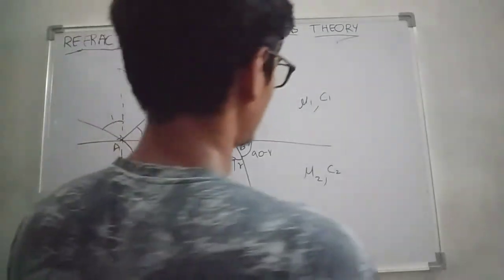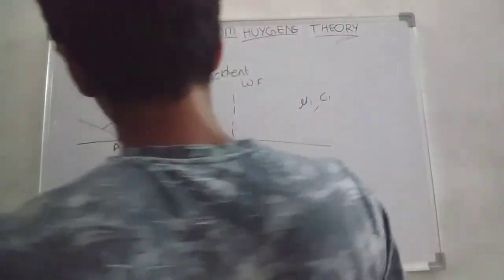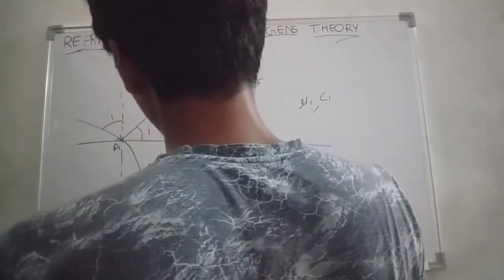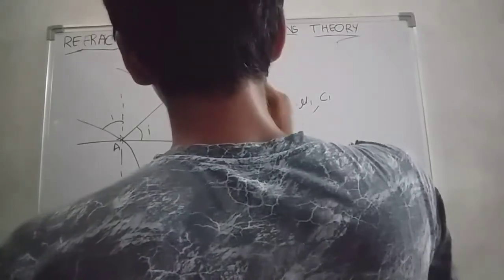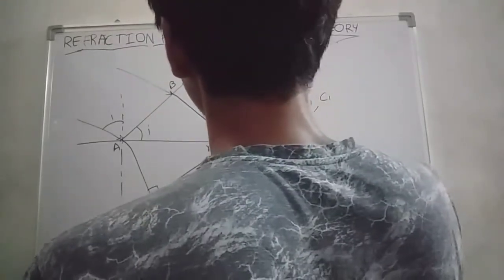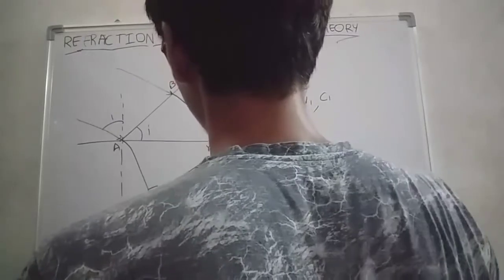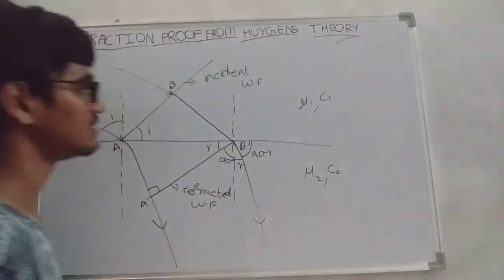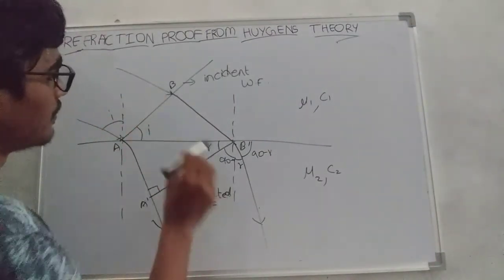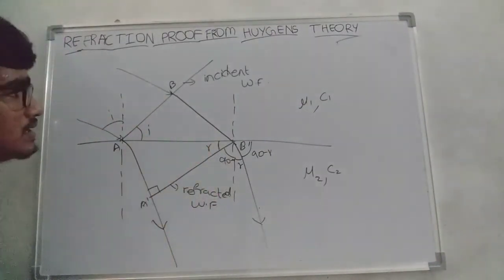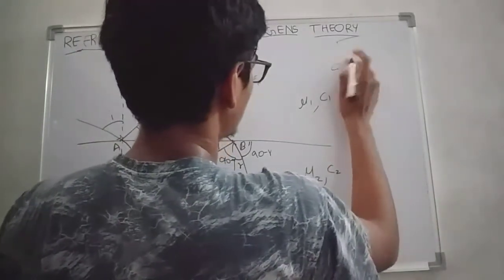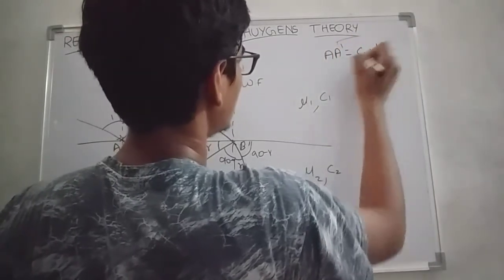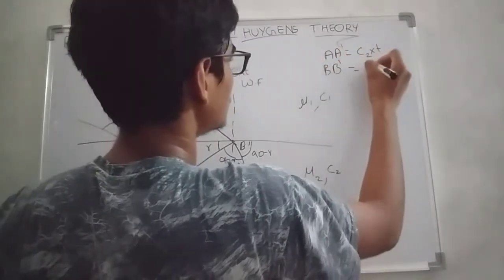Here we observe that A dash is the distance covered by the first light ray to reach the refracted wavefront, and B dash is also the distance covered by the second ray from the incident wavefront to reach the refracted wavefront. So they travel in the same time. But here the difference is both rays have different velocities. So we can write A dash is equal to c2 into t, B dash is equal to c1 into t.